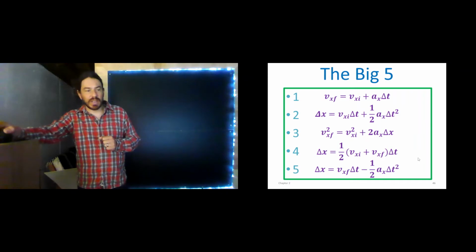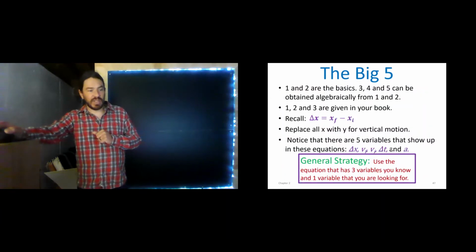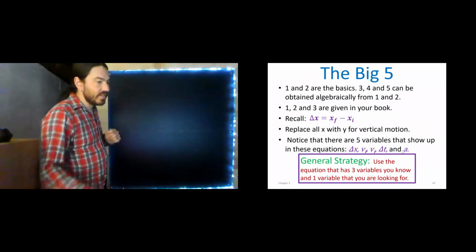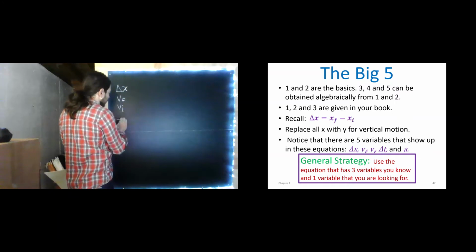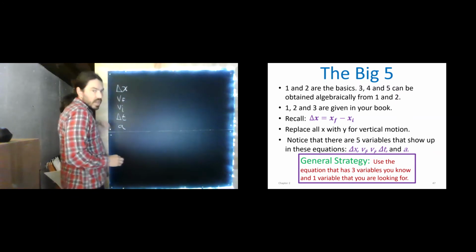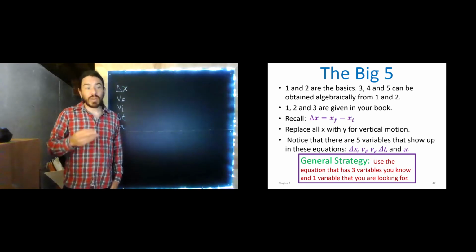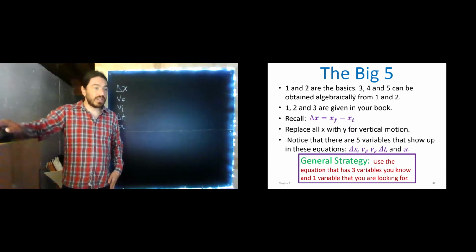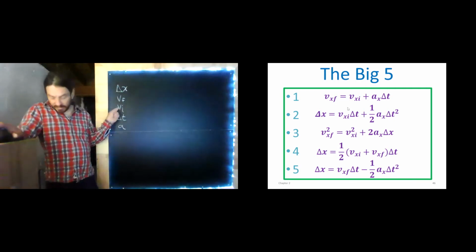I give 5 equations, and the reason is a trick I learned when I worked for the Princeton Review, which is a test prep company. Notice that in each of these there are 5 variables: delta x, v final, v initial, delta t, and acceleration. Those are the 5 variables that occur in these equations. I've arranged them the way that I have because in each one of these, one of the 5 is missing.